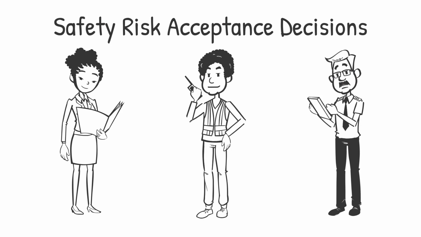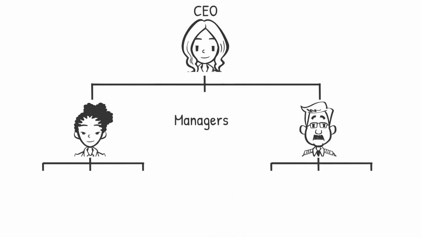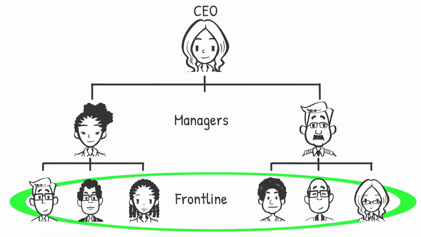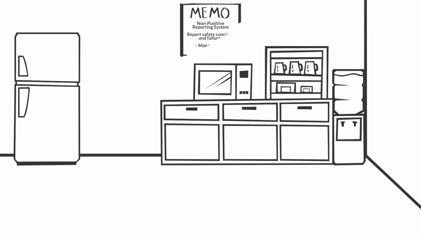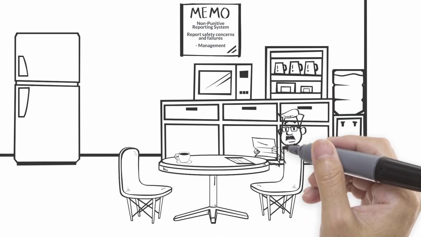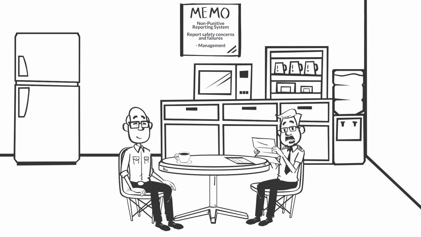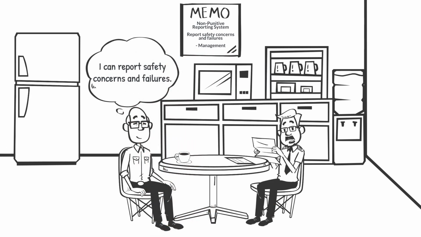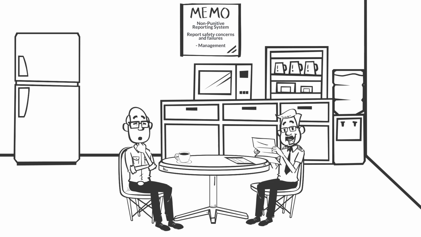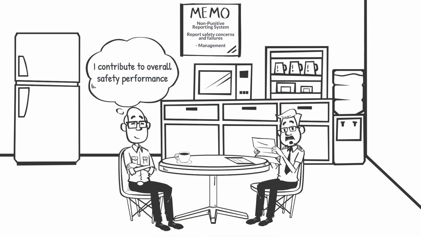risk acceptance decisions. We realized early on that we need frontline employees to be on board for any cultural change to take hold. They need to feel comfortable coming forward with concerns and ideas, so we implemented a robust, non-punitive reporting system. To put it simply, from the top down, it is essential that everyone understands that each employee must have a means by which they can report safety concerns and failures. This allows them to see how their individual performance of safety-related duties contributes to overall safety performance.